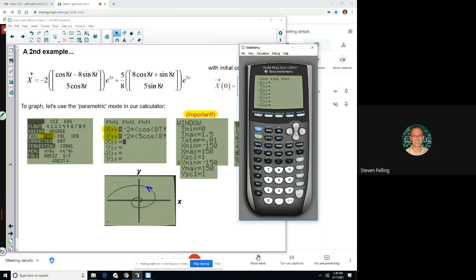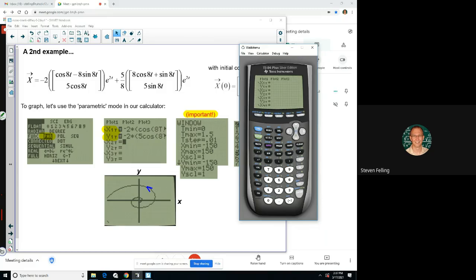For x, it's going to be the top row. So that's going to be entered as -2, and then I'm going to put a parenthesis there. So it's going to be cosine of 8, and then the variable key, which is going to put the parameter t in there, minus 8 times sine of 8t. Okay, close. Oh wait, did I close the parentheses on the cosine? I don't think I did. Let me do that again.